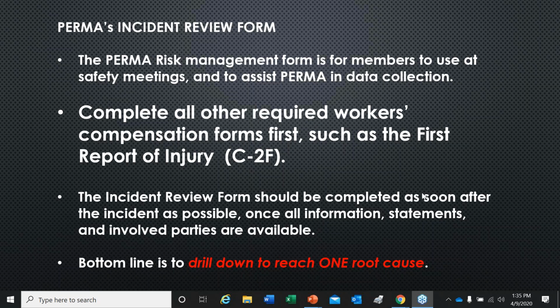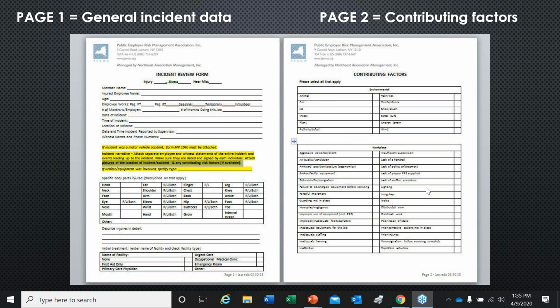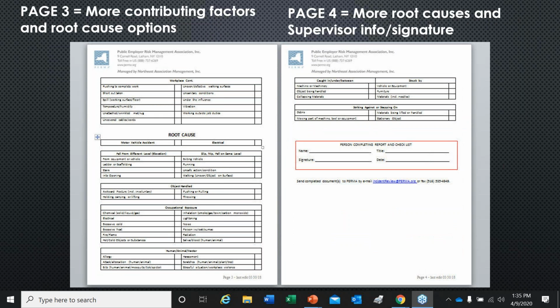The bottom line, as I noted in the beginning, drill down to reach the one root cause that's out there. When you look at the form, eventually you'll be able to see one if you haven't already reviewed it, but one side of it on the first page is general incident data. That's just general things that you go through to fill out. The second page comes down to contributing factors that you're looking at, and you'd want to put those all together, because that's going to help you, whether it's environmental or workplace, to drill down to the root causes. And then the third page is going to have more contributing factors and root cause options. And then the fourth page brings it down to the finalization of root causes.